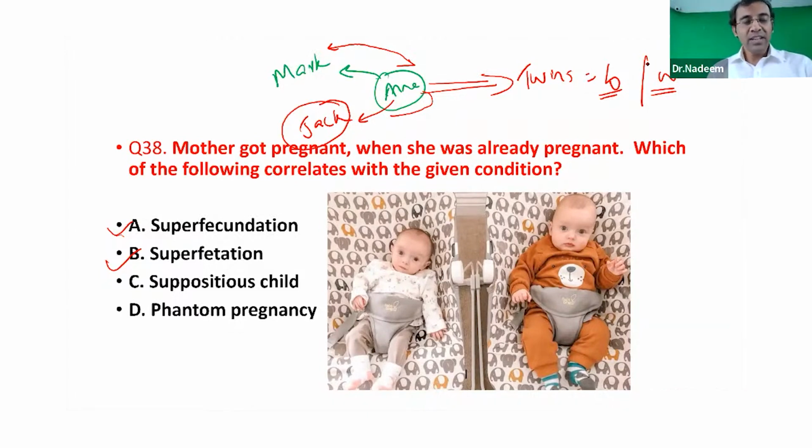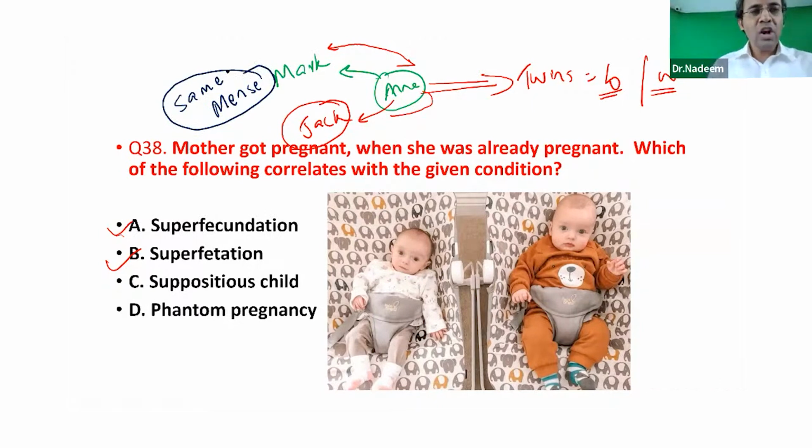See here, fertilization of 2 ova in the same menses, the same menstrual cycle. When sexual intercourse was done in a short span of time, there was fertilization of 2 ova by 2 sperms, but in the same menstrual cycle. This is called what? Superfecundation.